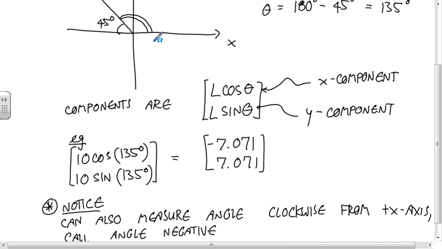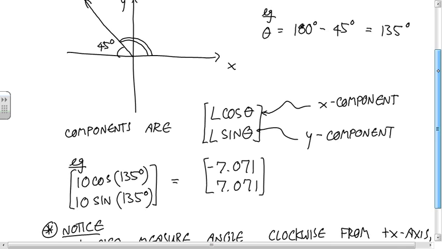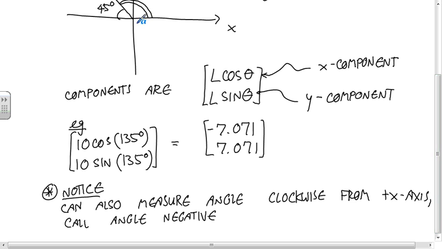Like if a vector is given, and it makes, say, a 5-degree angle below the x-axis, you have the choice of entering it as cosine and sine of negative 5 or cosine and sine of positive 355. Okay.